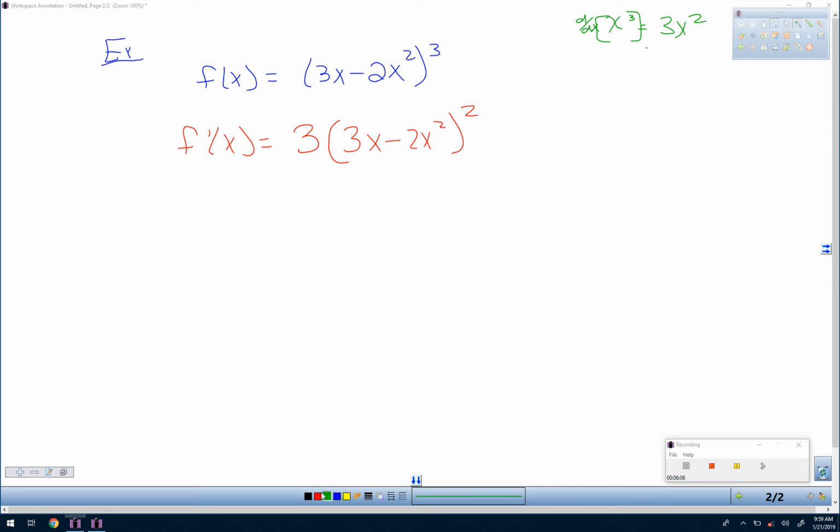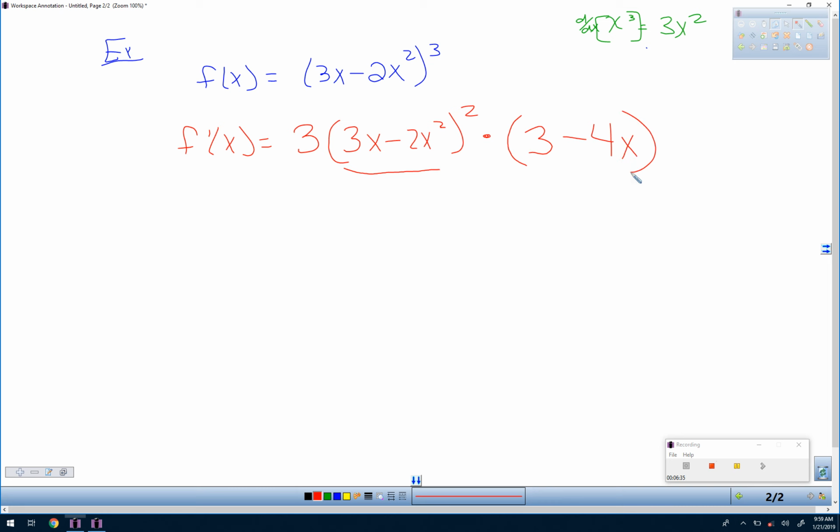All right, and then now, don't forget, you have to go back and take the derivative of the inner function. The inner function is the 3x minus 2x squared. And so the derivative of that would simply be, and I'm going to use parentheses so it doesn't all run together, 3 minus 4x. So that would be the derivative of the inside function.